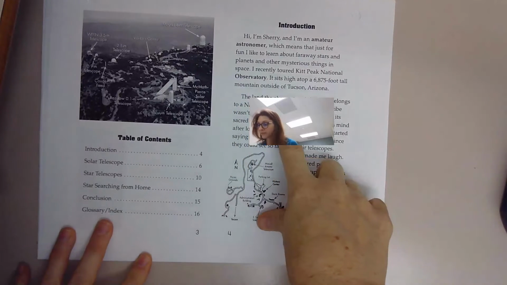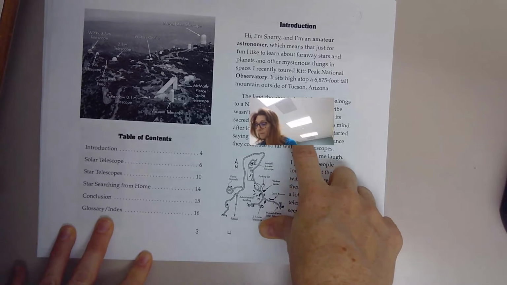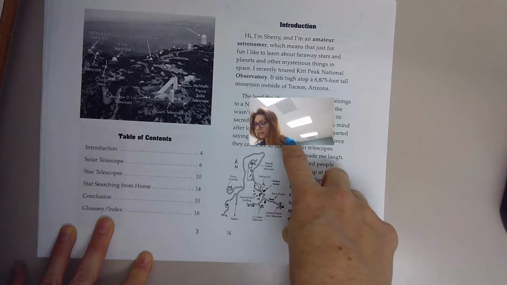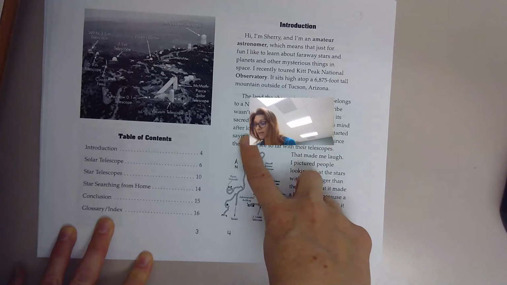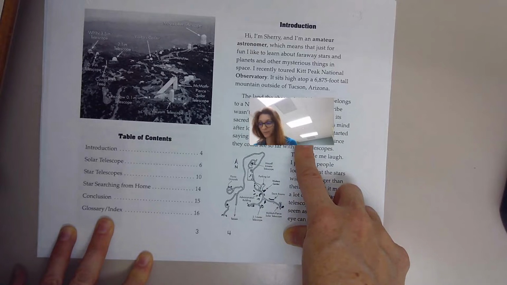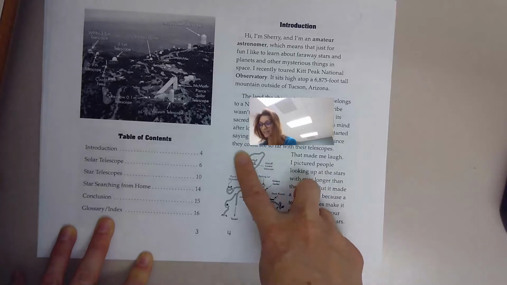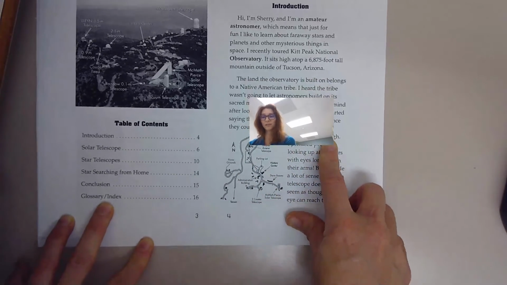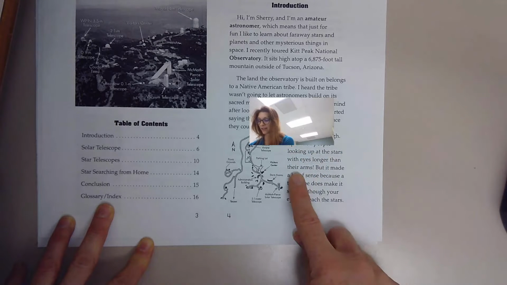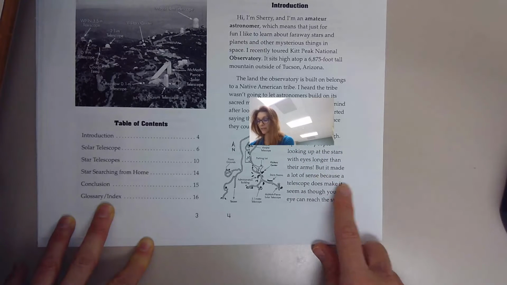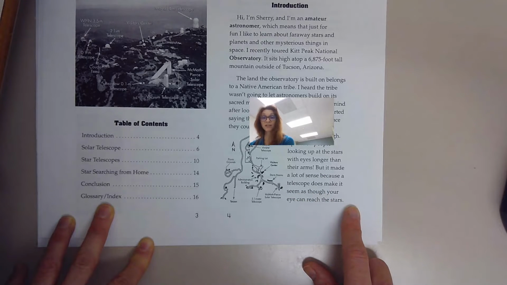The land the observatory is built on belongs to a Native American tribe. I heard the tribe wasn't going to let astronomers build on its sacred mountain, but the tribe changed its mind after looking through a telescope. They started saying the astronomers had long eyes since they could see so far with their telescopes. That made me laugh. I pictured people looking up at the stars with eyes longer than their arms, but it made a lot of sense because a telescope does make it seem as though your eye can reach the stars.